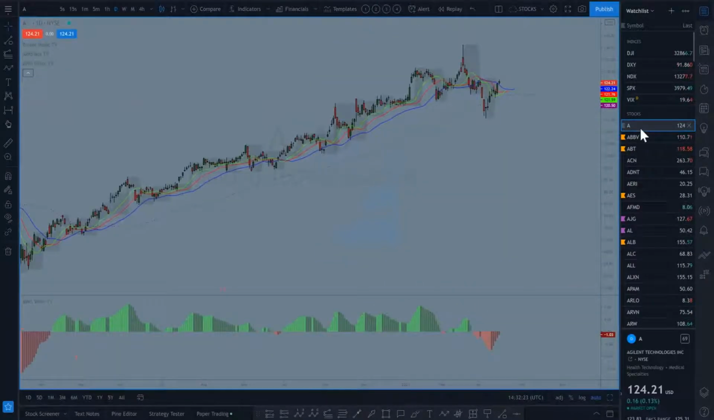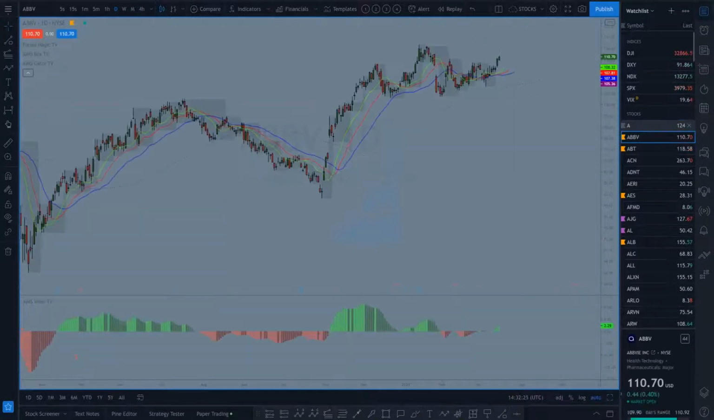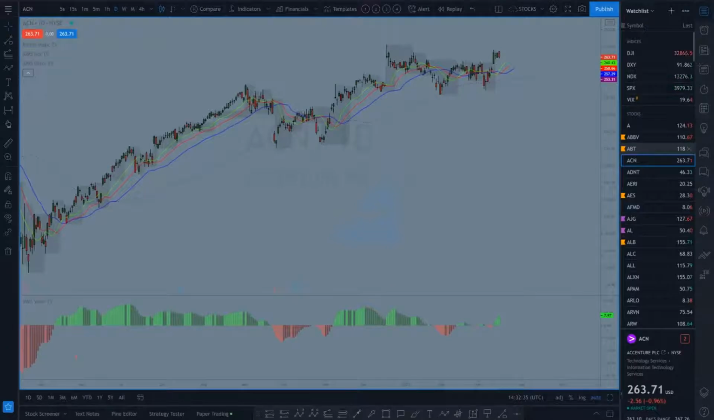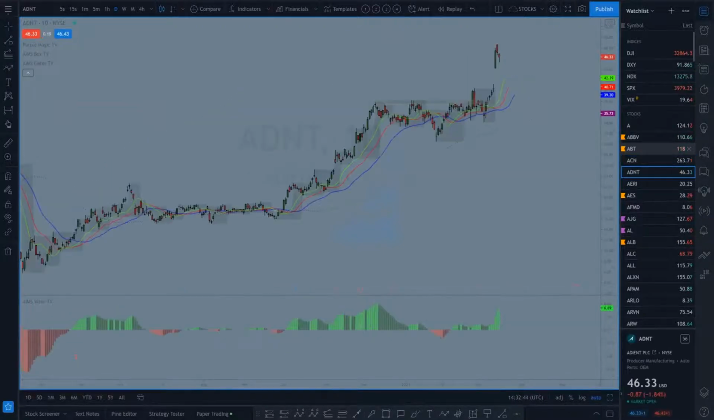Let's do it from alphabetic order now. Okay, this is a setup that I might get in. ACN has broken out already. It's not really moving smoothly. I might cry over it later, but I'm not going to take it.